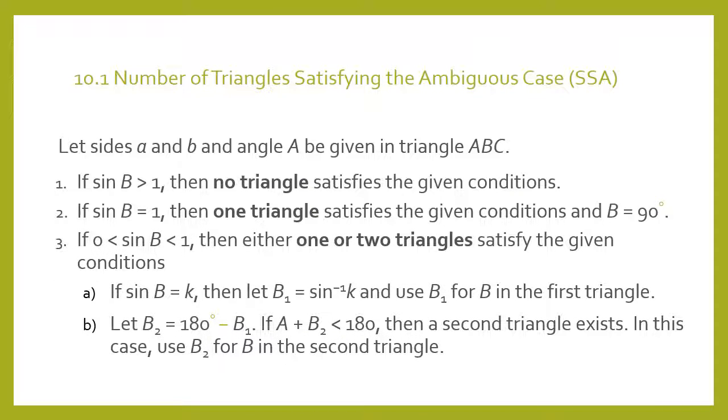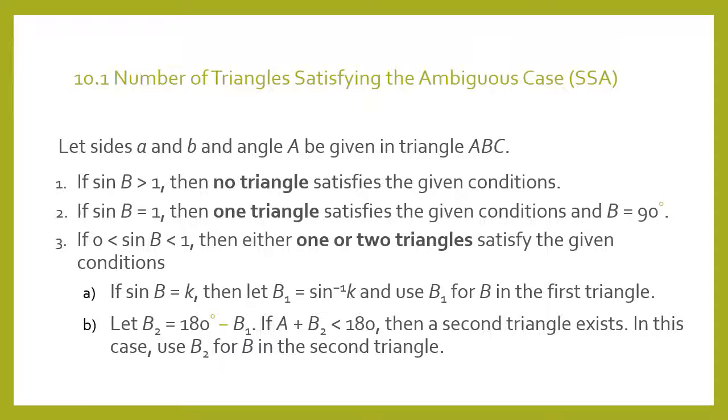Now, what if it's not greater than 1 or 1? It's going to be between 0 and 1. Then you could have one or two triangles. How do you know? Well, take the inverse sine, get your angle. And when you get your angle, that's going to be angle B in the first triangle.